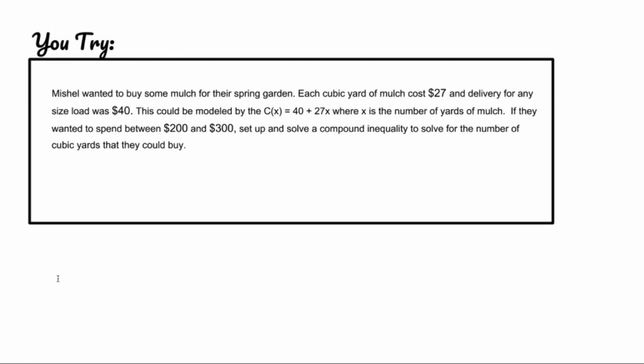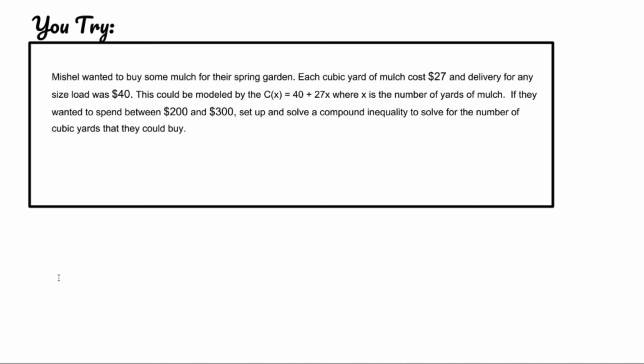Okay, so here's one for you to try and bring to class. Michelle wanted to buy some mulch for their spring garden. Each cubic yard of mulch cost $27 and delivery for any size load was $40. So this could be modeled by the cost of X yards of mulch is 40 plus 27X, where X is the number of yards of mulch.